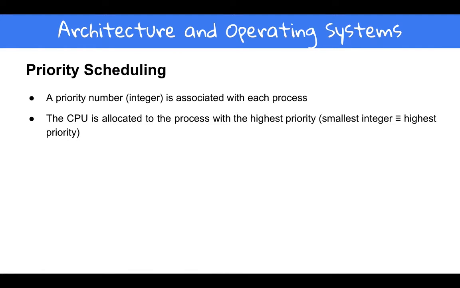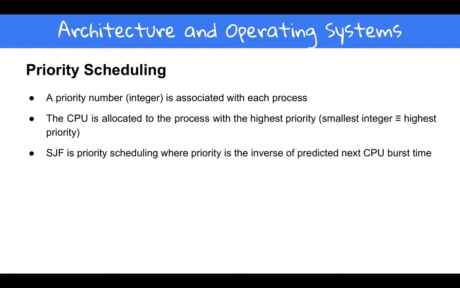When the operating system sees these processes, it tries to take the process with the highest priority and gives the CPU time to that process. So the CPU is allocated to the process with the highest priority. Smallest integer shows the highest priority. That's important. When you have processes with priority 1, 2, 3, 4, it means that the one with priority 1 is the first process that should be executed.